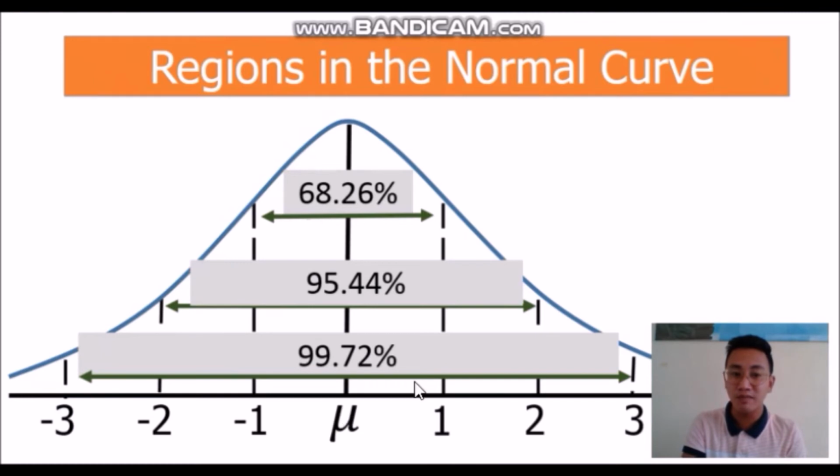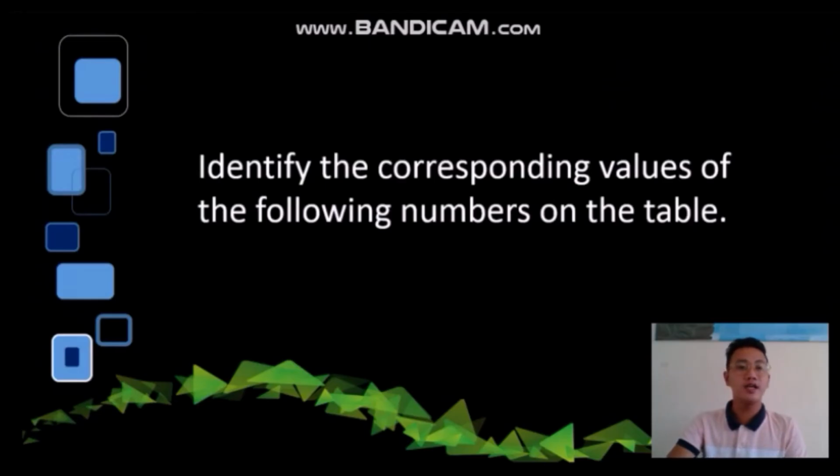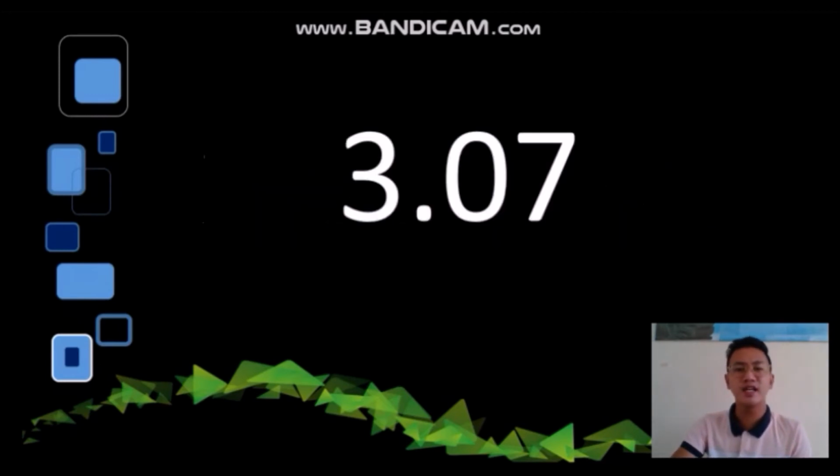Using these constant areas in the regions of the normal curve, we may know what is the area from the mean to 1, or what is the area from the mean to 2. But what if you were asked, what is the area from the mean to 1.69, or from the mean to 2.56? And that is what you are going to learn today. You are going to find the area under the regions of the normal curve using different standard normal values. Let's start with identifying the corresponding values, which are the different standard normal values of the following numbers on the table. Let's start with 3.07.